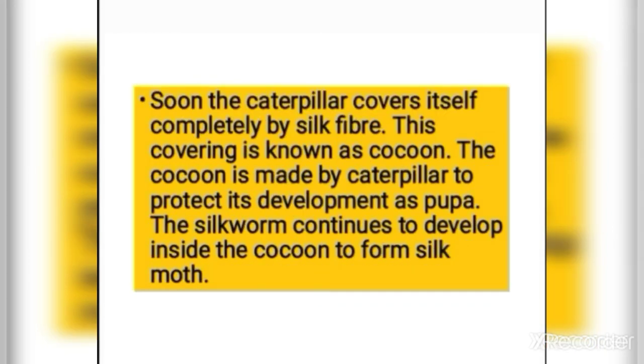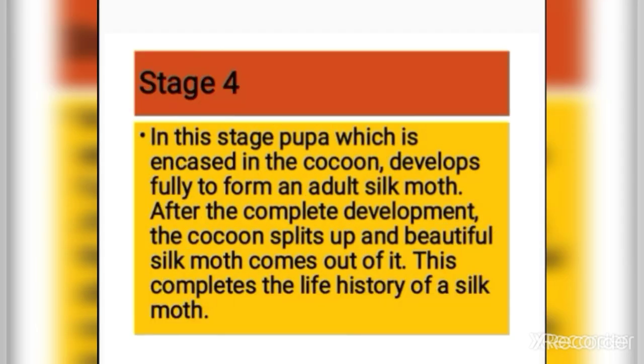Soon the caterpillar covers itself completely with silk fiber. This covering is known as a cocoon. The cocoon is made by the caterpillar to protect its development as a pupa. The silkworm continues to develop inside the cocoon to form a silk moth. In the last stage, the pupa, which is encased in the cocoon, develops fully to form an adult silk moth. After the complete development, the cocoon splits up and a beautiful silk moth comes out of it. This completes the life history of a silk moth.